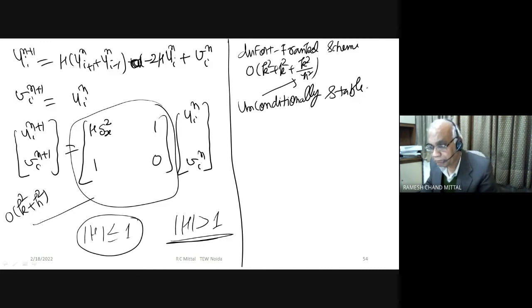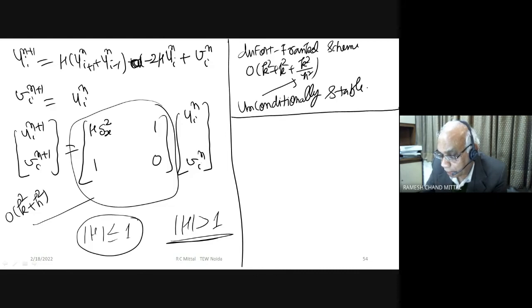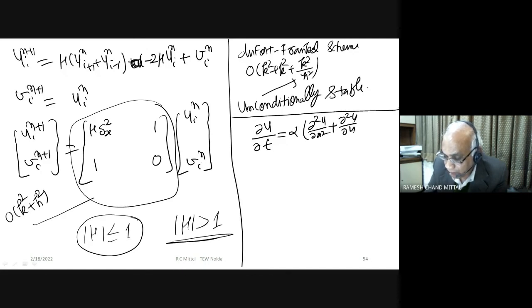So this is about what we call a one dimension problem. Let me also discuss something: you have du by dt is equal to alpha times d²u by dx² plus d²u by dy². So I have a two dimension problem where my domain is, please understand, only a rectangle.